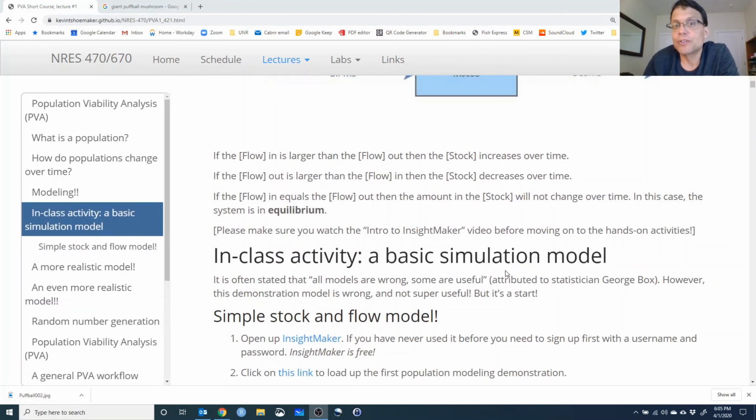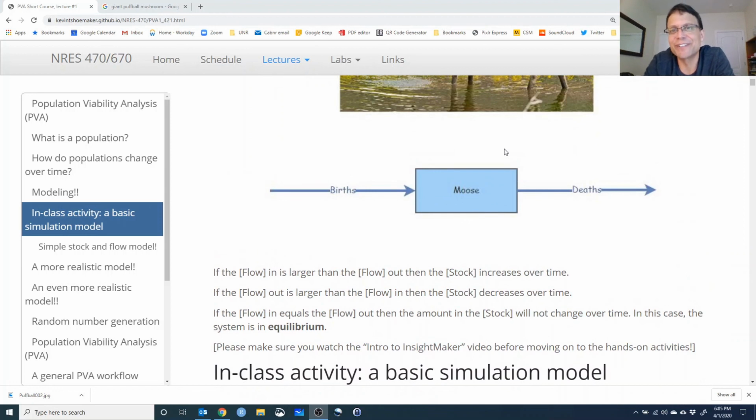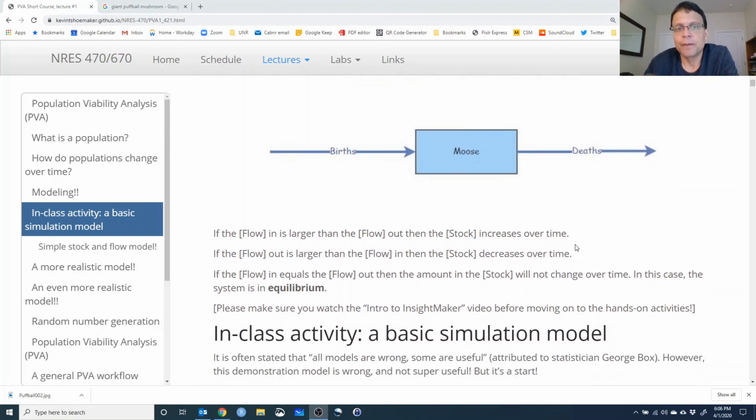If the flow in is larger than the flow out, then the stock increases over time. If the flow out is larger than the flow in, obviously the stock decreases over time. And if they're equal, if the births and the deaths are equal, then you have a stable population, and that has a special name. It is called an equilibrium. All right, so I will stop here, and we'll pick up with a basic Insight Maker population model.